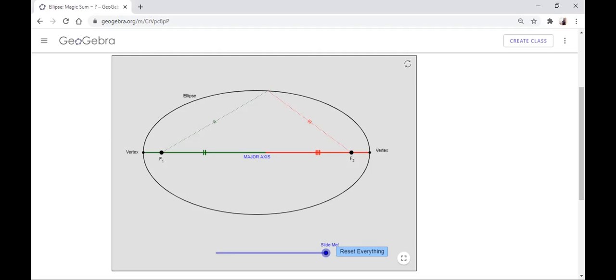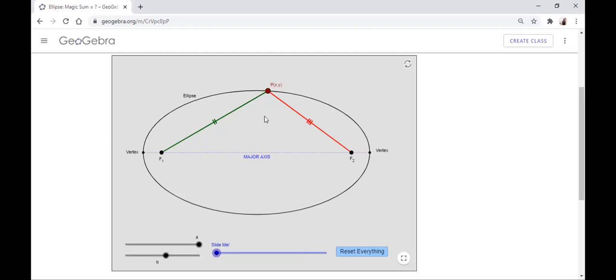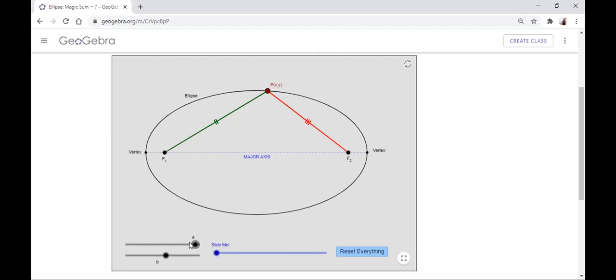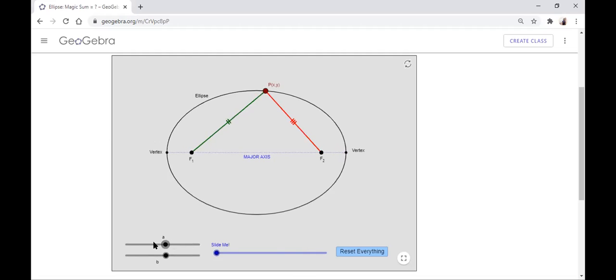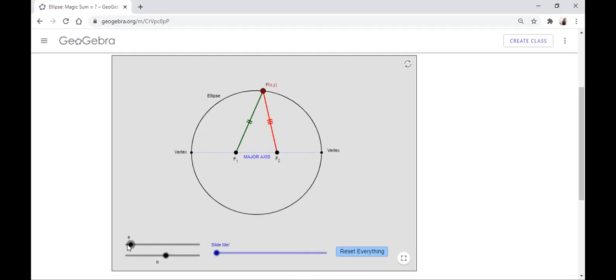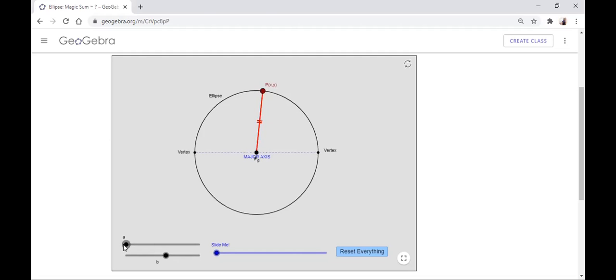So here you see PF1 plus PF2 is constant. That constant is the length of the line segment joining the two vertices. We call it 2a. So the distance between the two vertices we call 2a, which means PF1 plus PF2 equals 2a. And you can see this whenever I am moving this. When F1 and F2 coincide, what is happening? You are getting a circle.